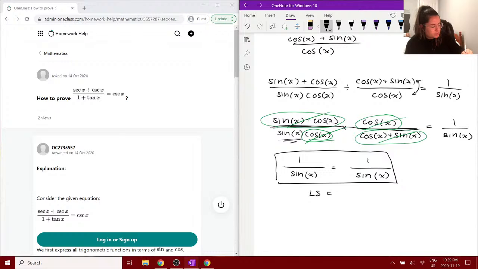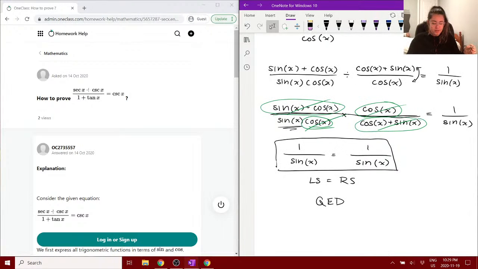So sometimes people write it like this, left side equals right side, and therefore QED, like basically we are asked to prove it and we were able to prove it. So that is the solution for that question.